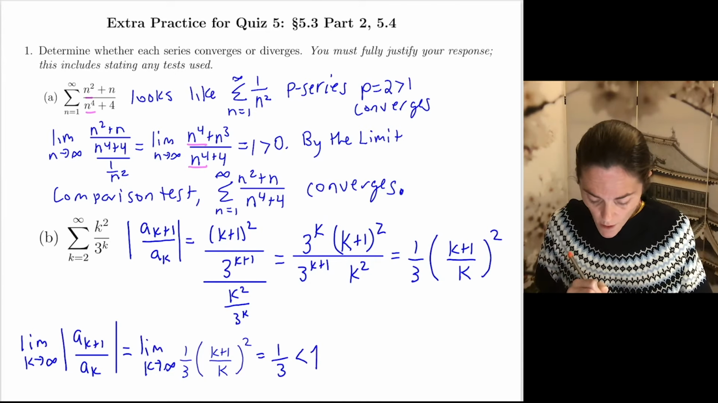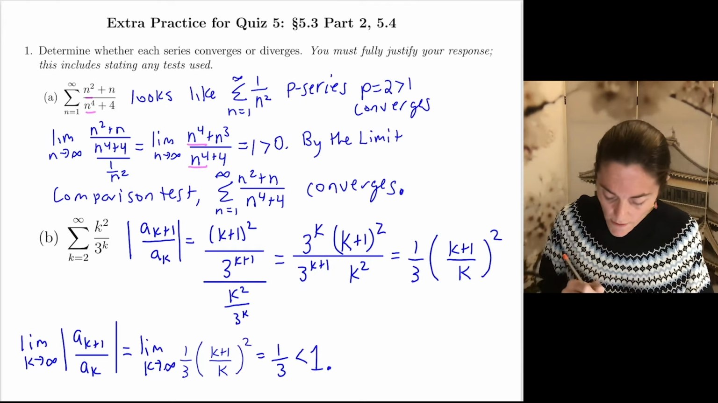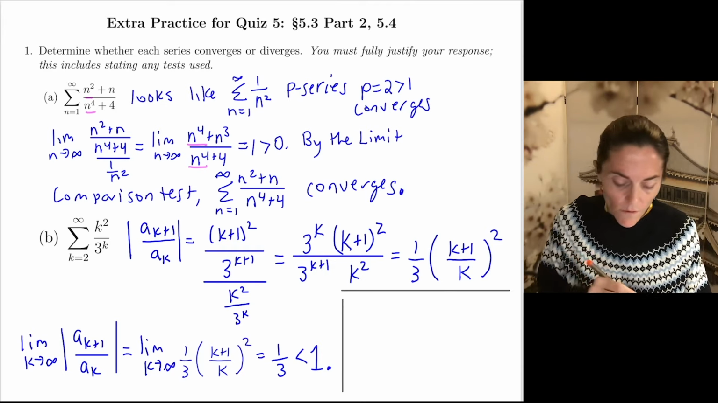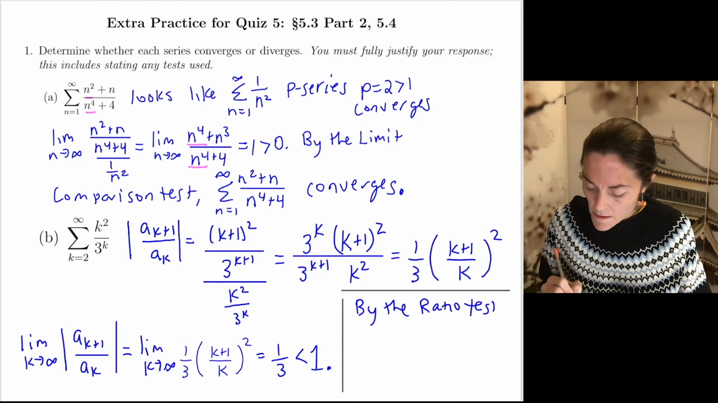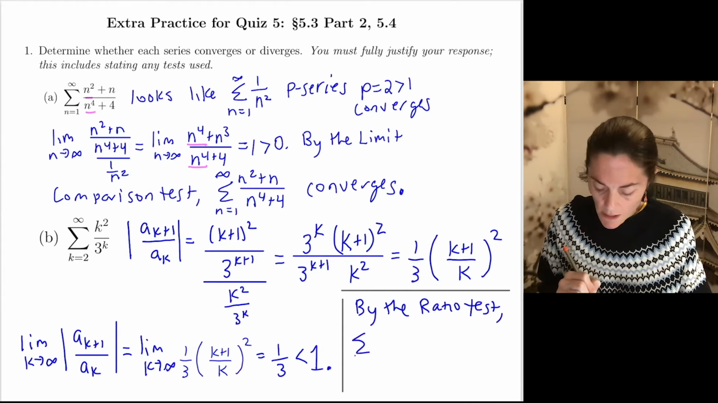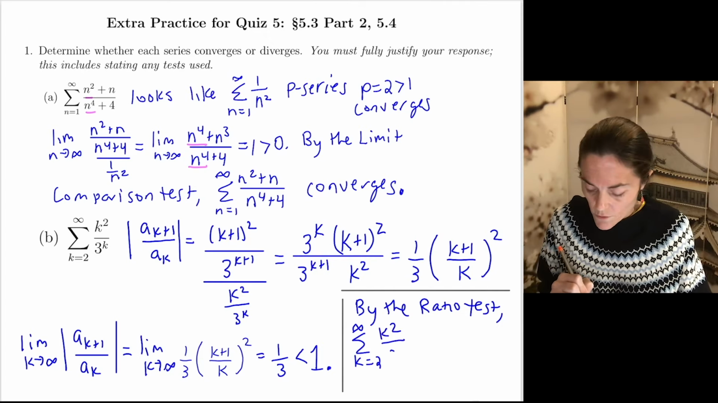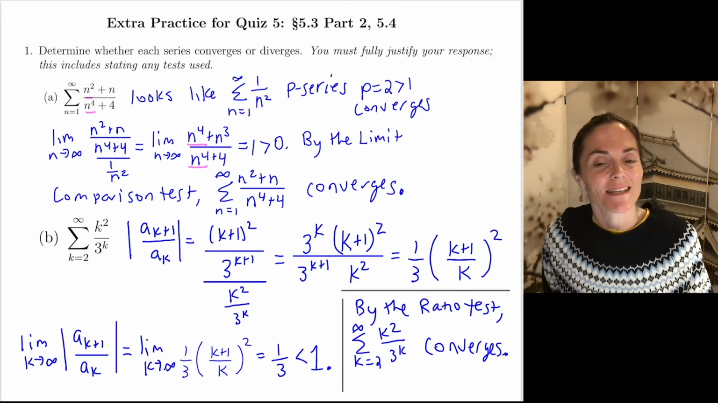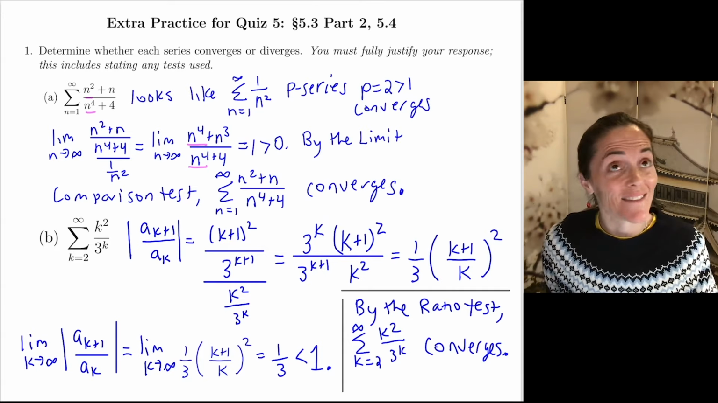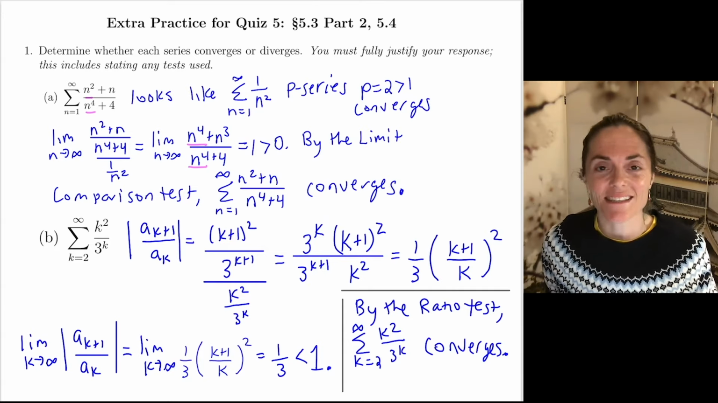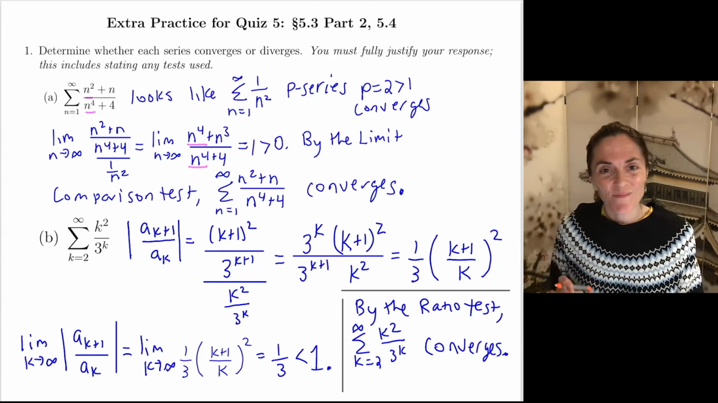This is less than 1. And so we quote the test. We'll put this part in a box over here. This was the ratio test. By the ratio test, we state the conclusion that the sum from k equals 2 to infinity of k squared over 3 to the k converges. This is what we get using the ratio test on this series. So far we have two convergent series, but it is definitely not the case that every series converges. So let's work some more examples.